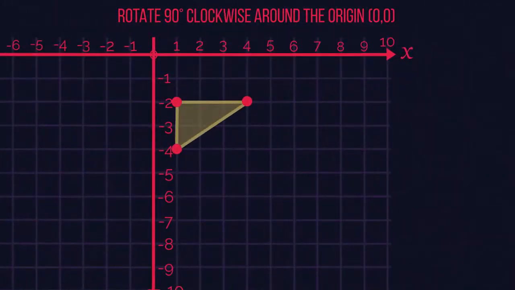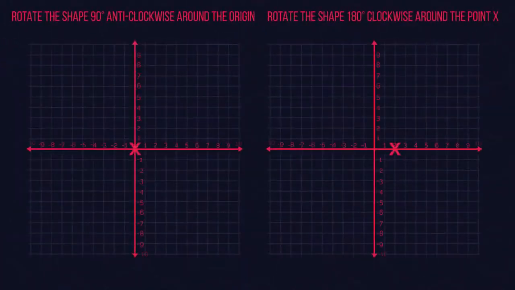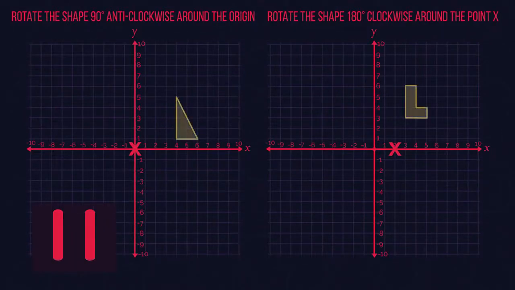If the question wanted us to rotate it 180 degrees, then we would have just done each point twice. So 90 degrees to where it currently is, and then another 90 degrees. So let's carry on rotating our triangle. Give these 2 questions a go. Pause the video, work them out, and click play when you're ready.